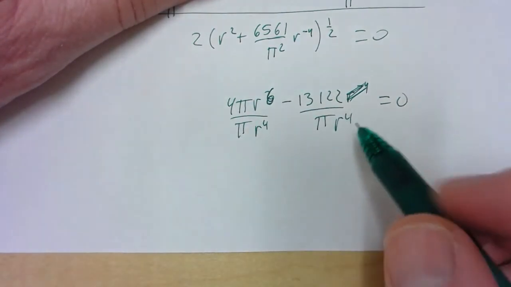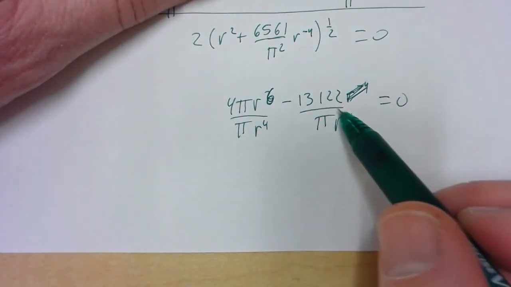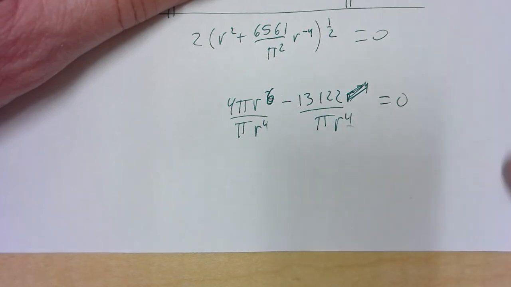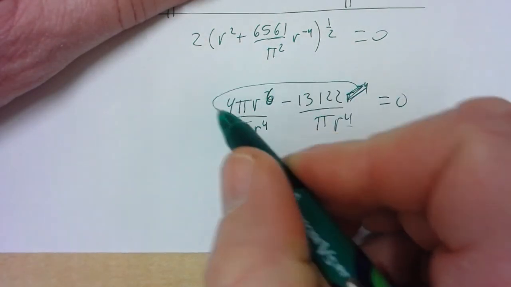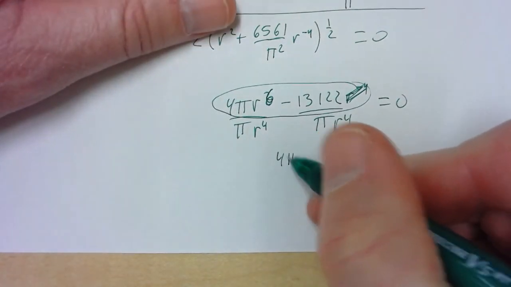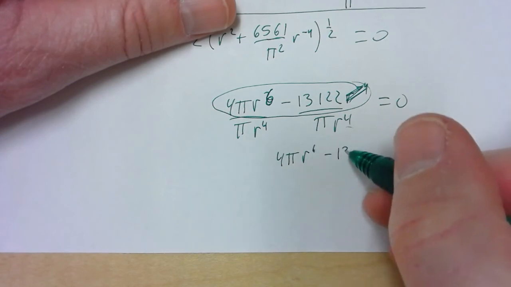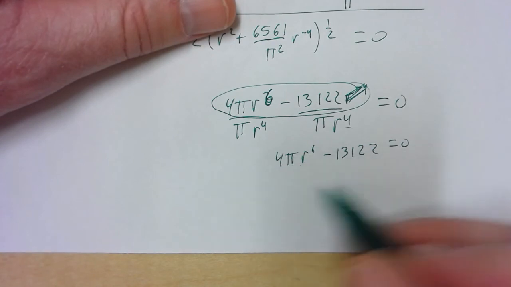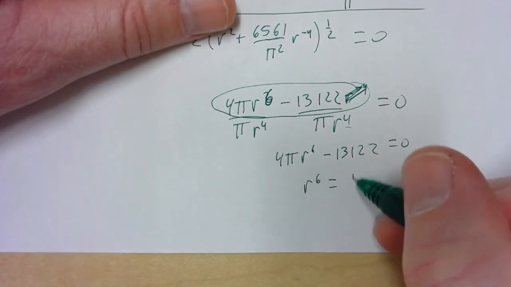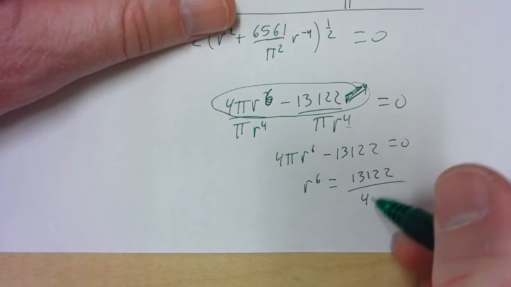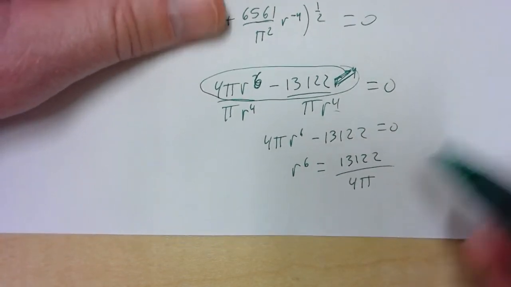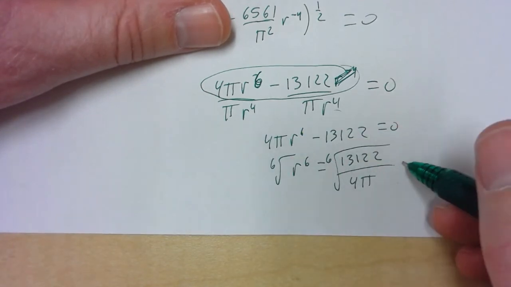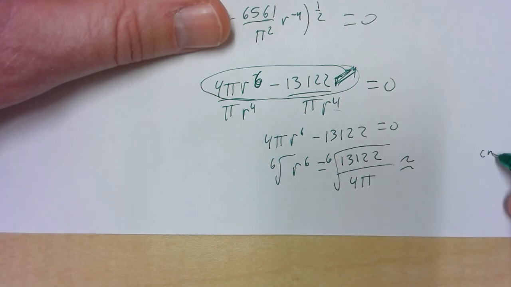So then the answer is not going to come from here, because r equals 0 would definitely be a critical point because there'd be no radius at all. The answer is going to come from setting that part equal to 0, which is 4 pi r to the 6 minus 13,122 equals 0. So I'm going to subtract that over, divide that over, so r to the 6 is equal to 13,122 over 4 pi. Then to get r by itself, I'm running out of paper here. I've got to take the 6th root of each side of the equation, and that's my answer in centimeters.